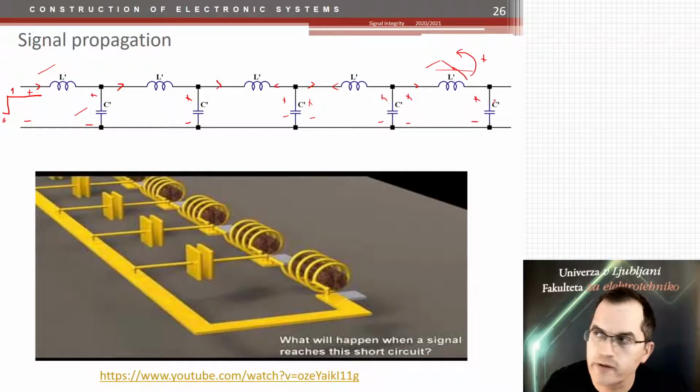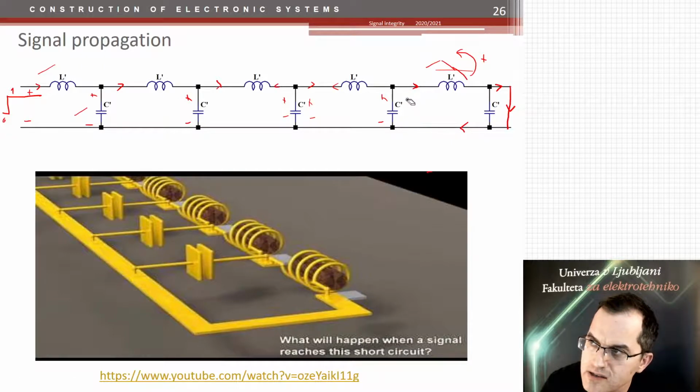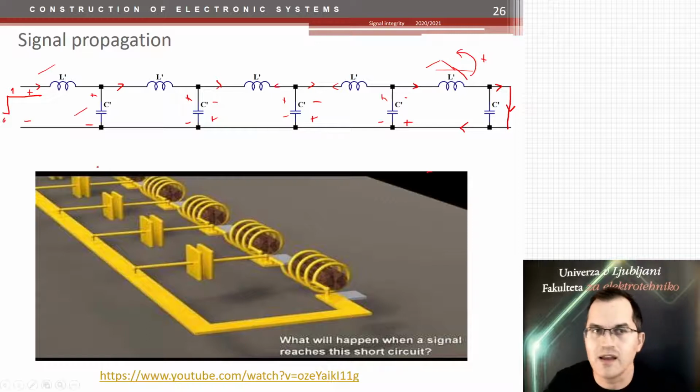So we have a full reflection, gamma equals 1. If I put a short circuit here, what happens then? When the current comes to here, there is no voltage here. The voltage is 0, right? So the voltage is 0. The current flows through this short circuit and flows in the other direction. And what happens here? It charges this capacitor in the opposite direction and flows further. It charges the capacitor in the opposite direction, and therefore it flows back with the negative polarity. So our gamma is -1.